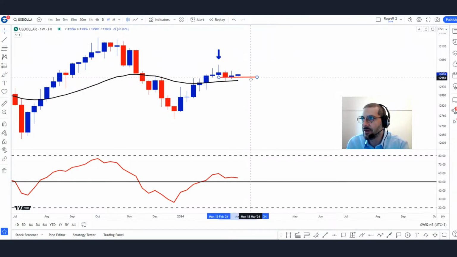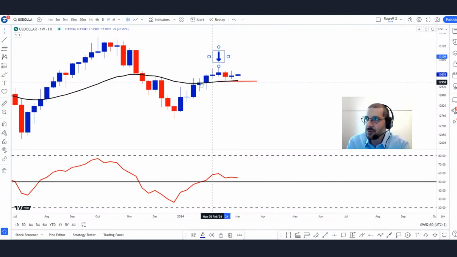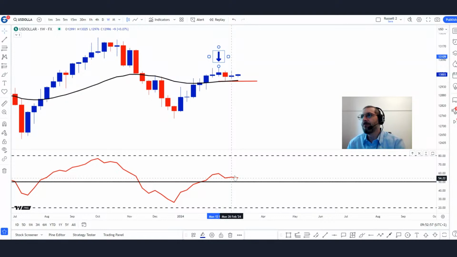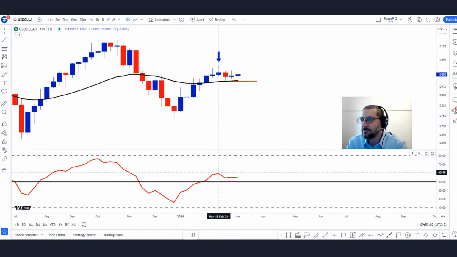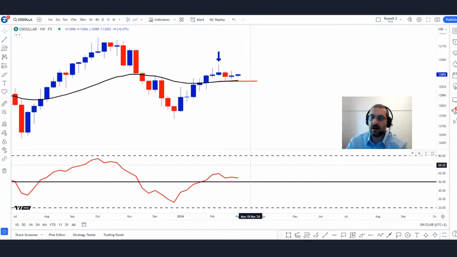Let's just keep an eye on the greenback relative to its reference candle, relative to its 30-week exponential moving average, and of course relative to 50 on its RSI. So it does look as if we have got some sort of movement towards 50. There does seem to be a loss of momentum on the US dollar. Kim actually said that a week ago, that the dollar is basically losing its momentum.